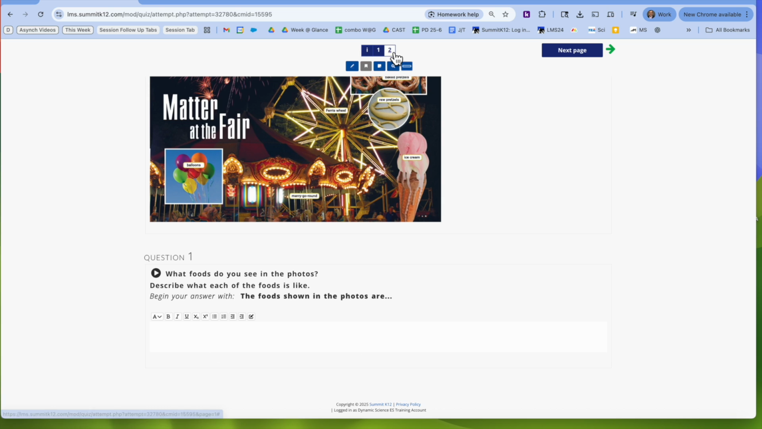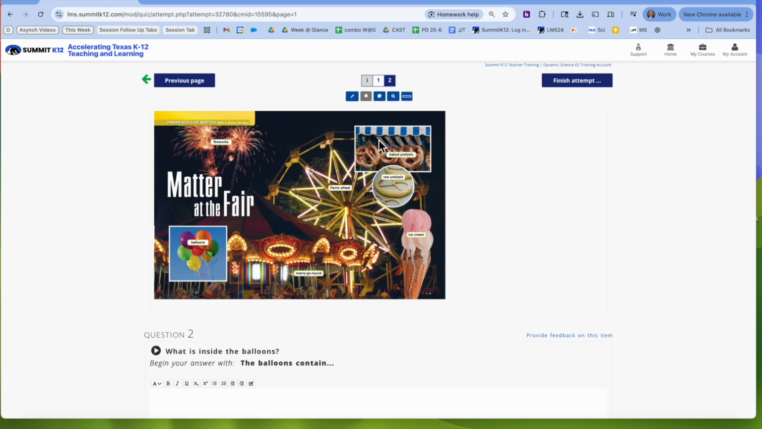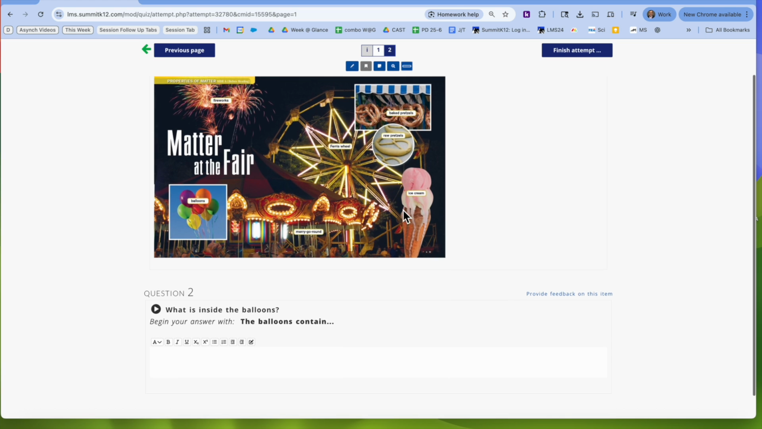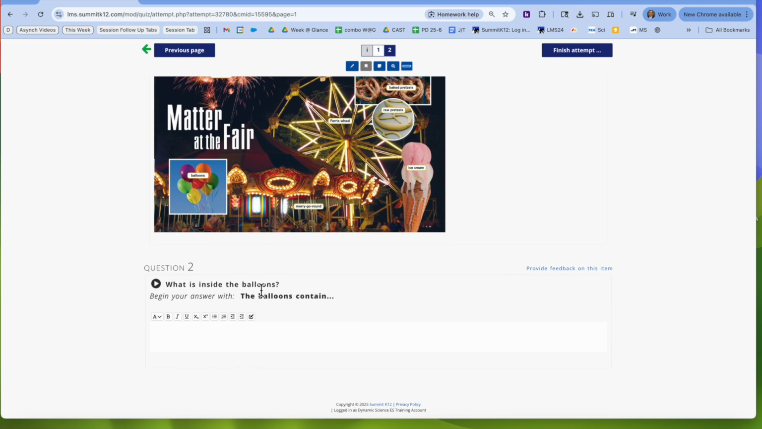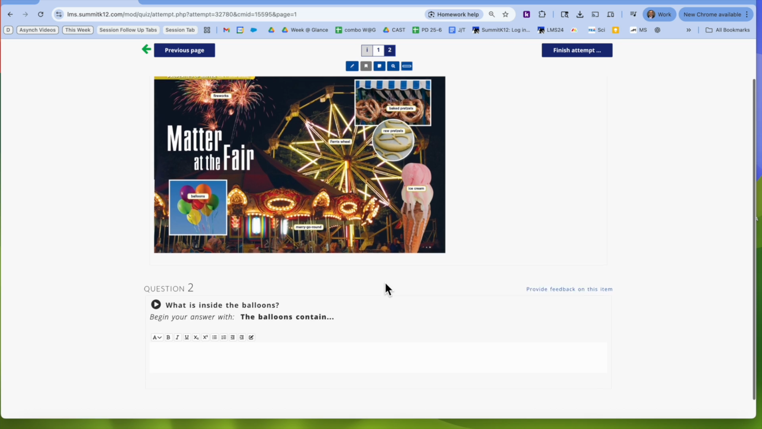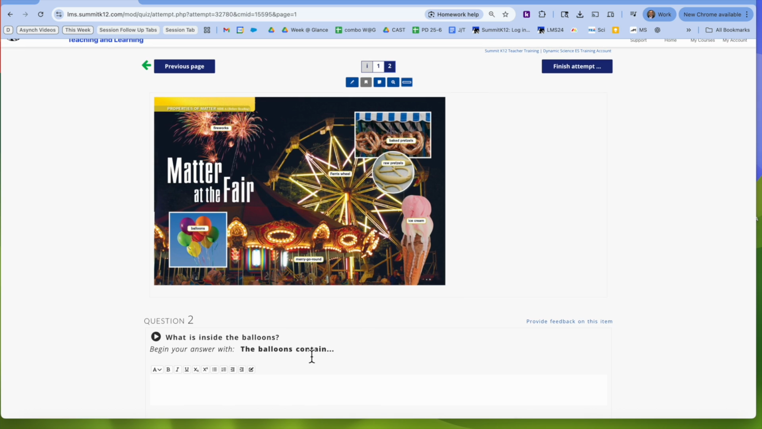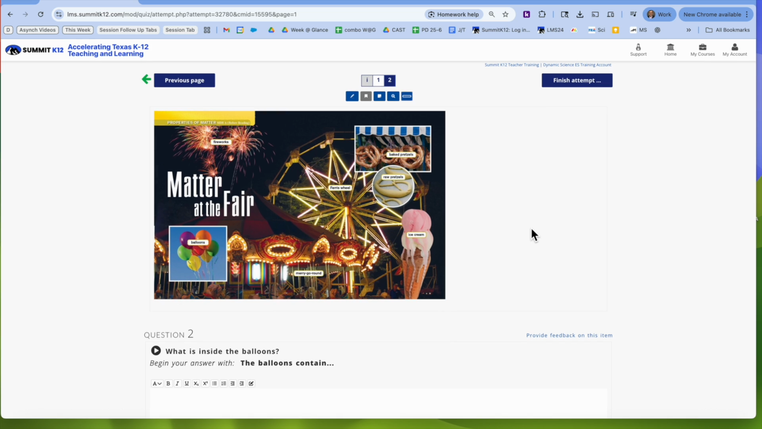The second question, at the beginner level, it still has that same picture prompt. What is inside the balloons? The balloons contain, so we're looking at air, helium, the idea that even though matter, sometimes we cannot see it, it's still there and it still takes up space. That is the beginner's level.